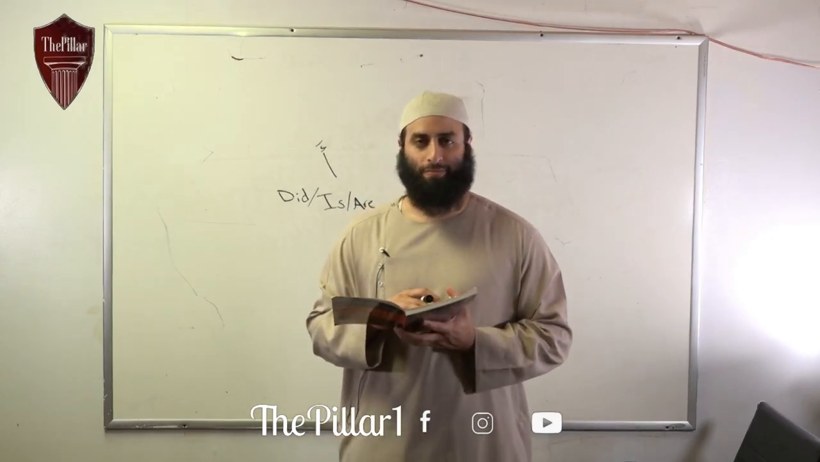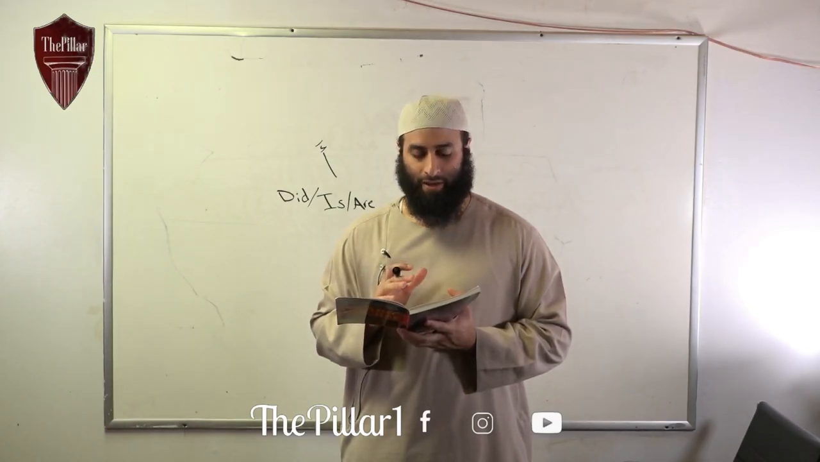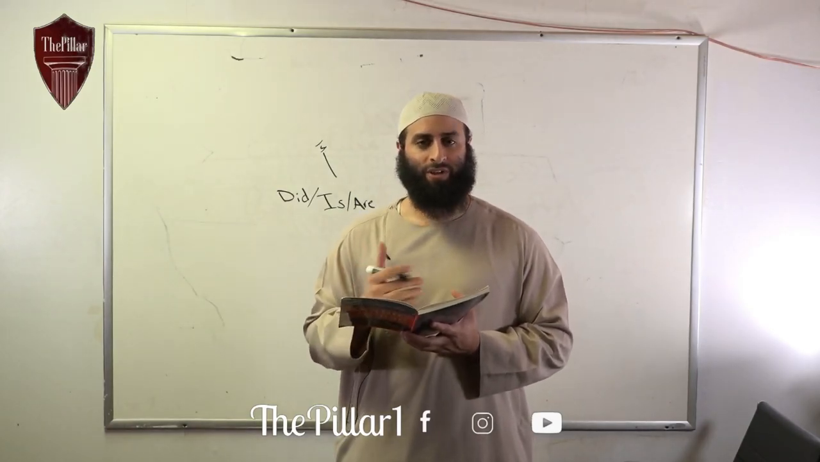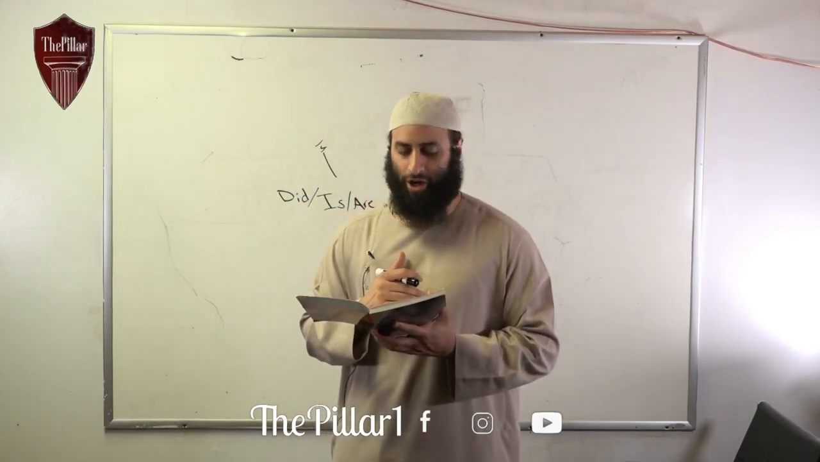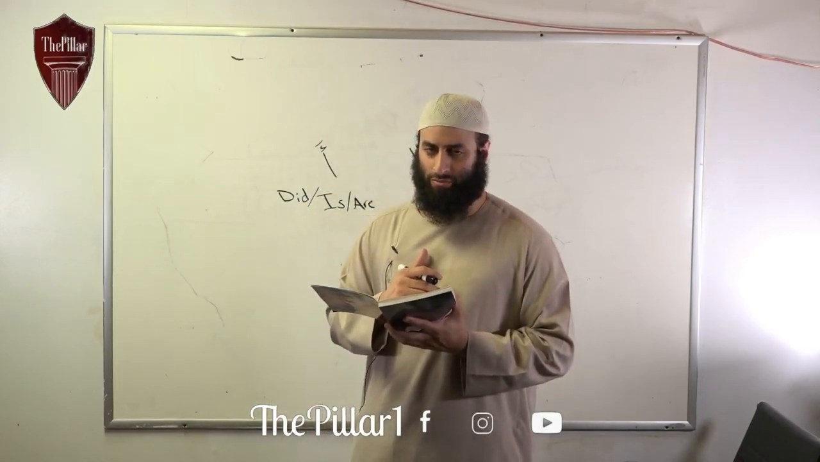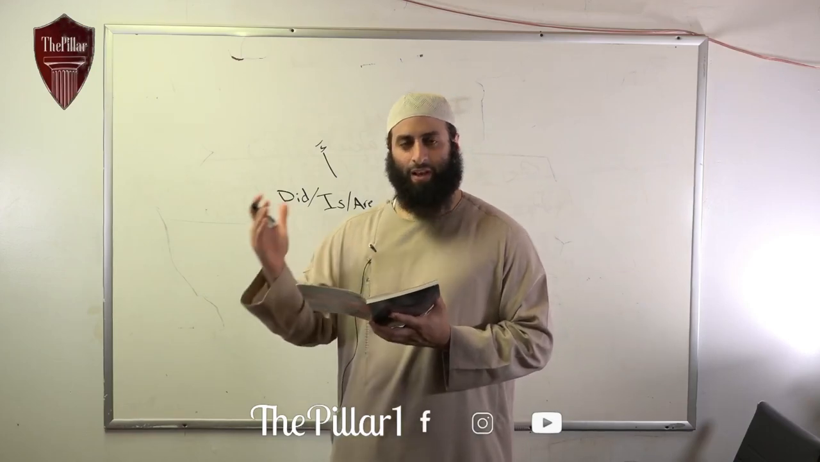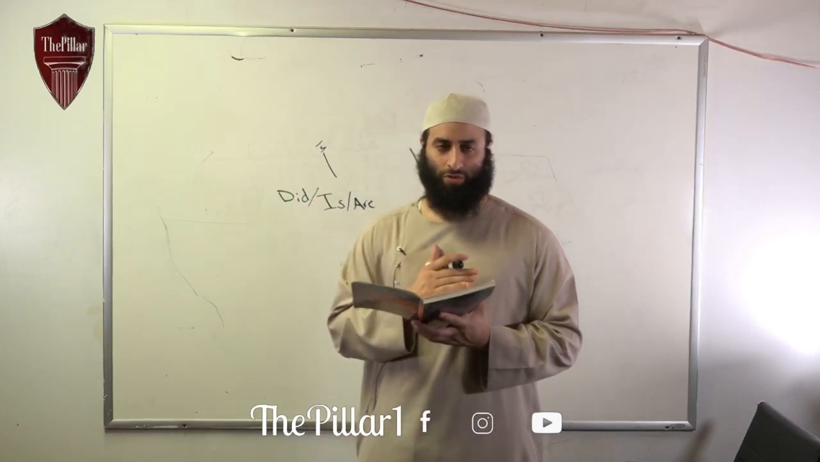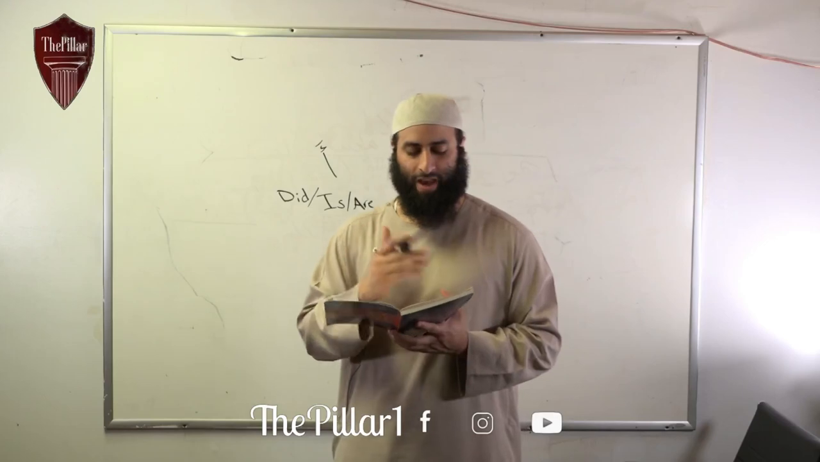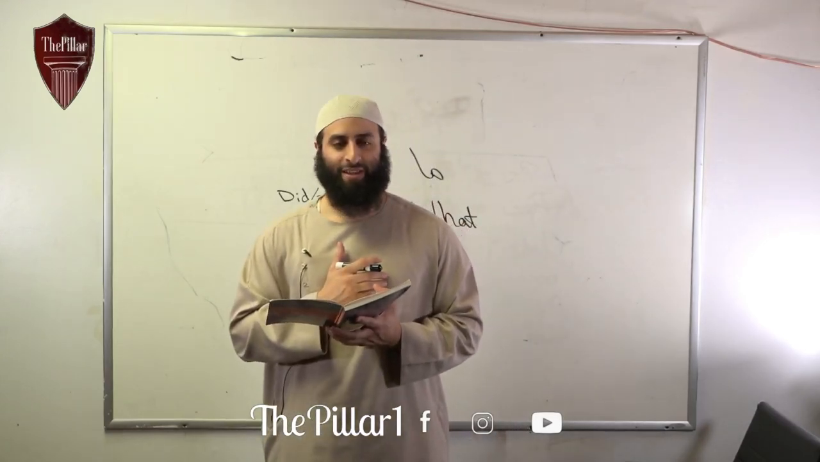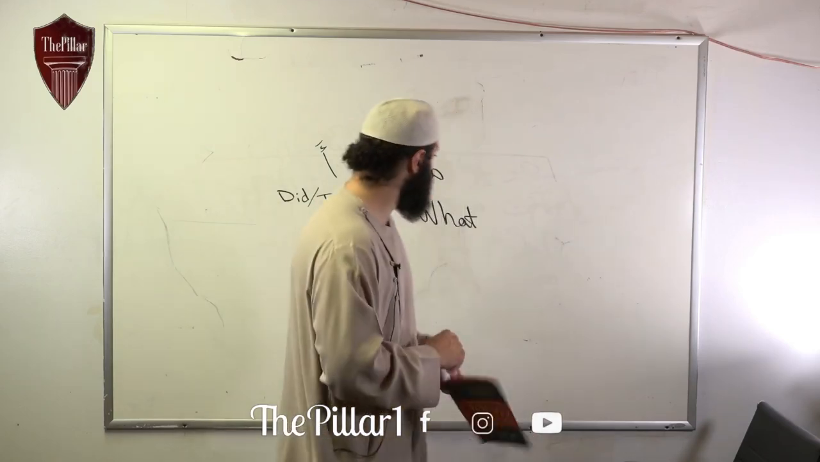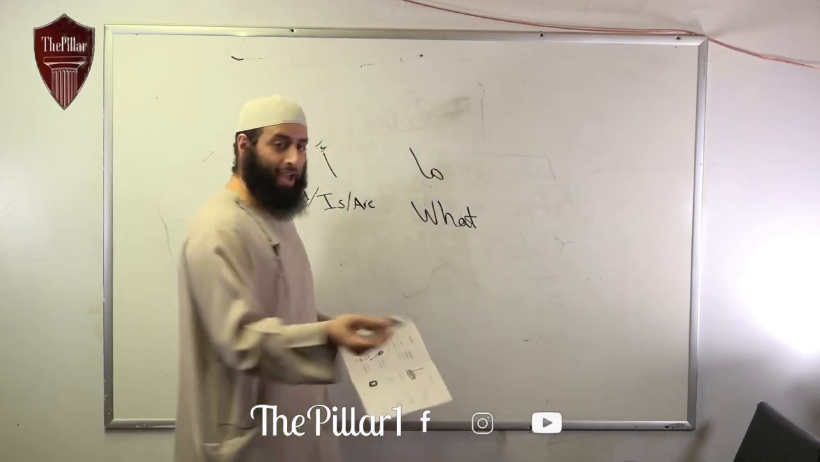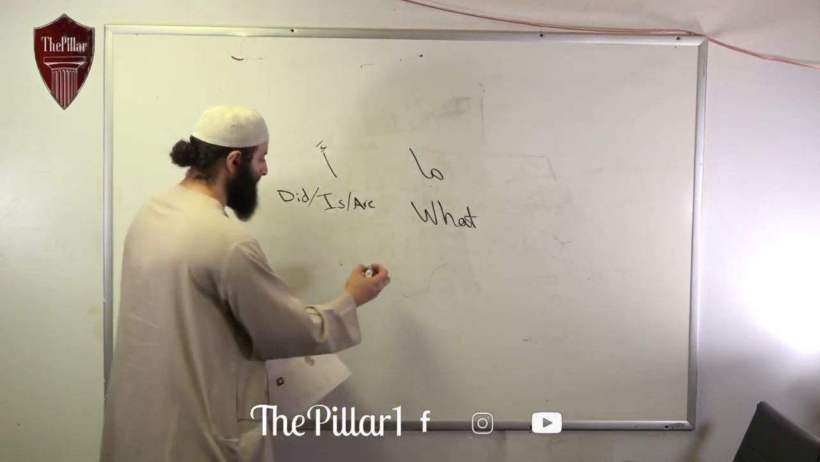هذا سرير. This is a bed. ما هذا. What is this? هذا كرسي. This is a chair. أهذا بيت. Is this a house? لا هذا مسجد. ما هذا. هذا مفتاح. What is this? This is a key.